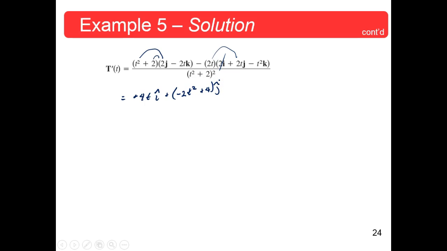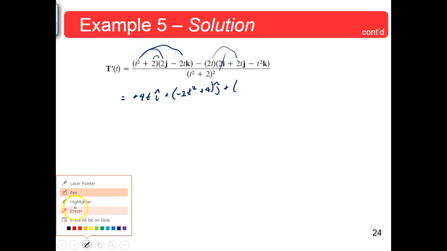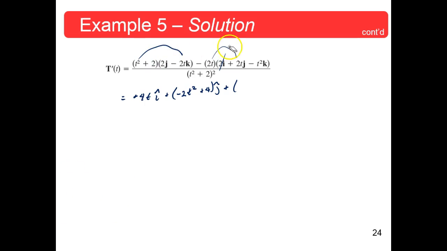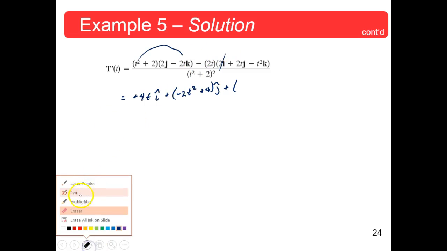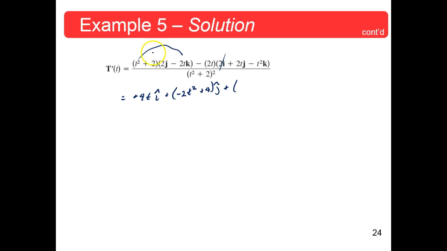Okay. So the j terms are taken care of. All right, now we're going to do the k terms. Here's a minus. Let me erase some of these just so I don't get confused by them. Okay, going to do the k terms. I may have had them right before, but I just couldn't tell for sure. There's going to be a minus 2t cubed k, and this is going to be a plus 2t cubed k.